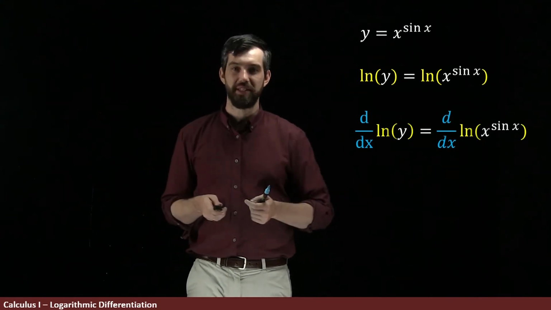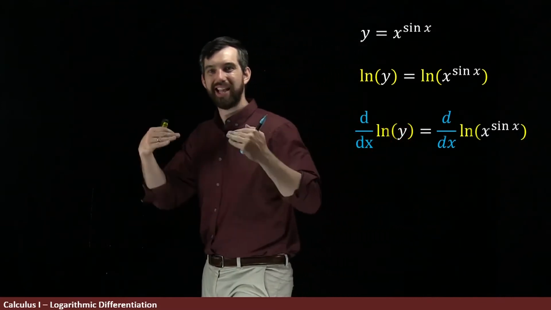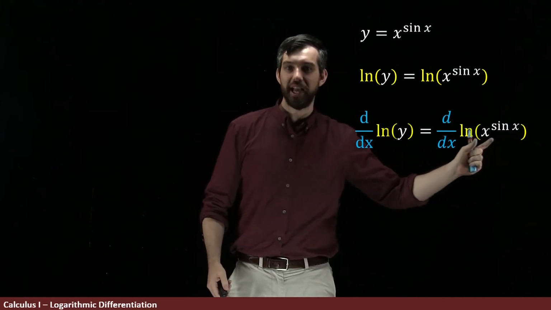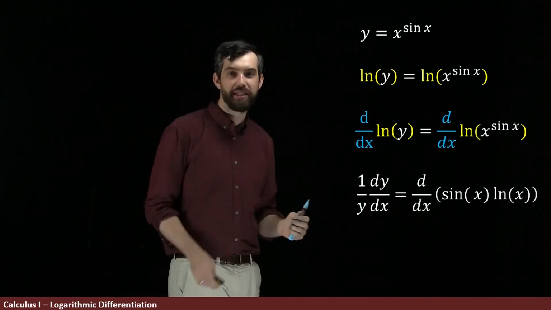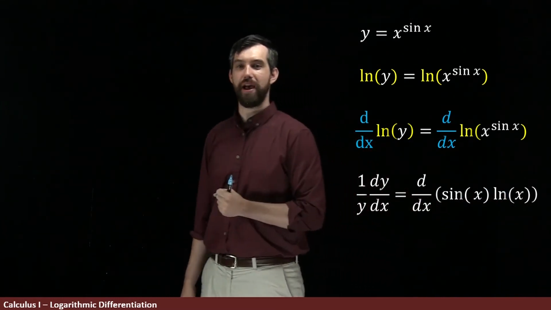Now, why have I helped myself? The key idea is this. I've got the x to the sine of x. This is kind of like an a to the b. And I can apply my log rule. I can take this sine of x and I can bring it down. So what this is going to have on the right-hand side is the derivative of the sine of x times the natural log of x.